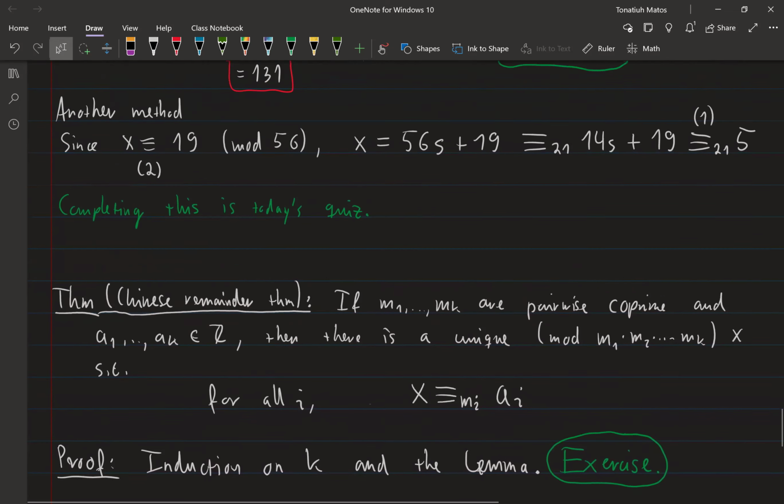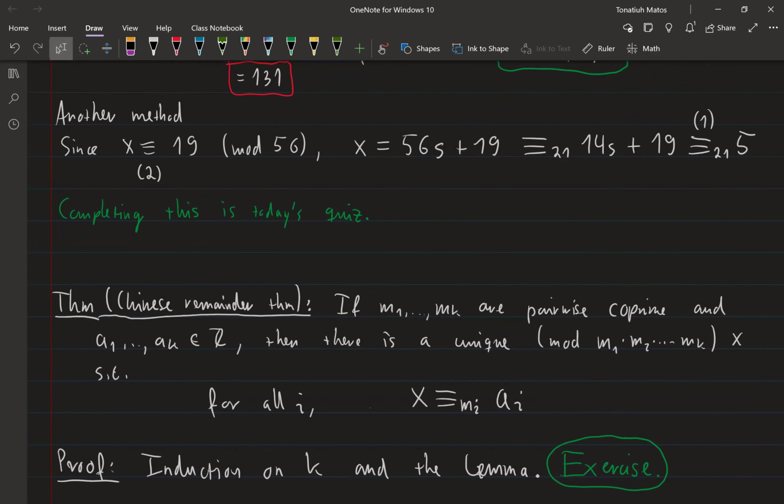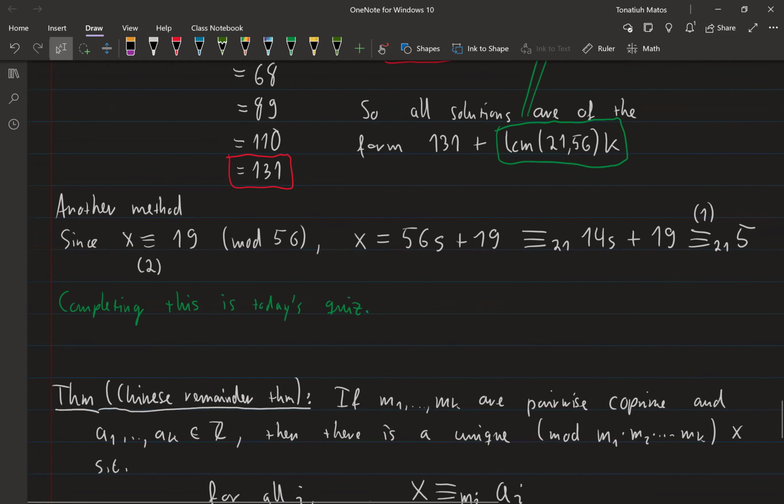Okay, I will wait now for 5 minutes, maybe take a short break, for you to complete the quiz using this method, right? This is the smart method, where you don't use brute force.